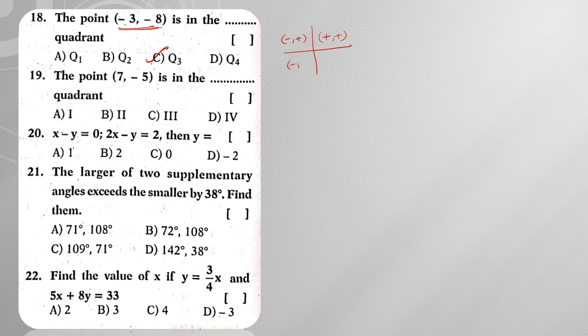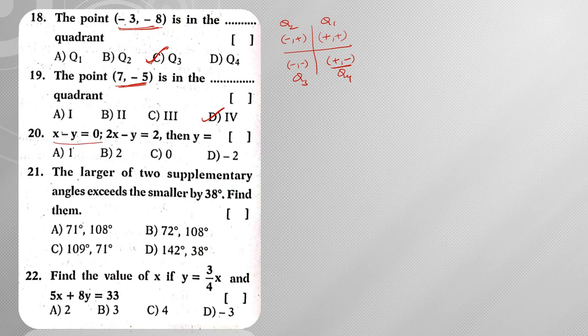In the third one, x negative and y also negative. In the fourth one, x is positive and y is negative. So based on this, since both are negatives, quadrant number 3. So this is quadrant number 1, quadrant number 2, quadrant number 3, quadrant number 4. Next, (7, -5), so plus comma minus, that means it belongs to the fourth quadrant.